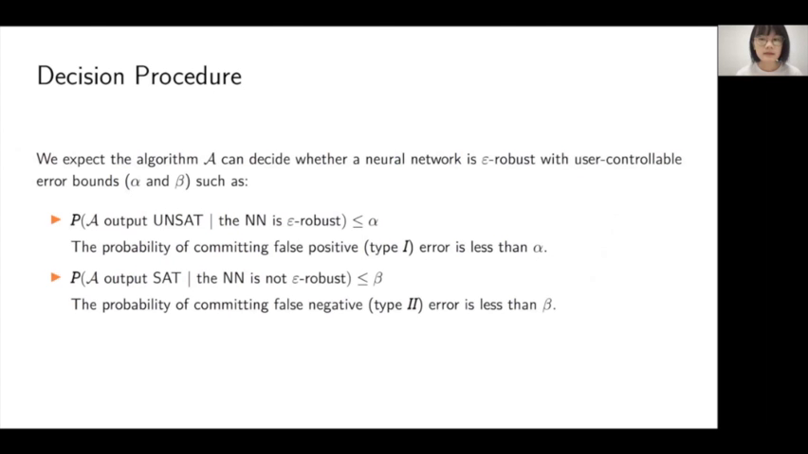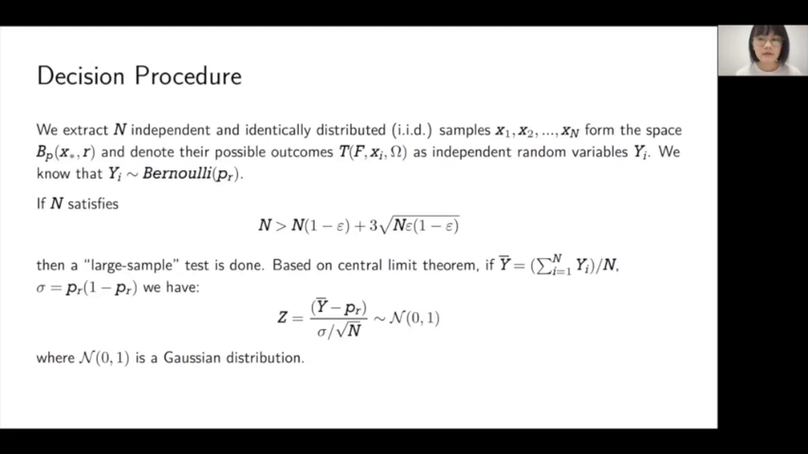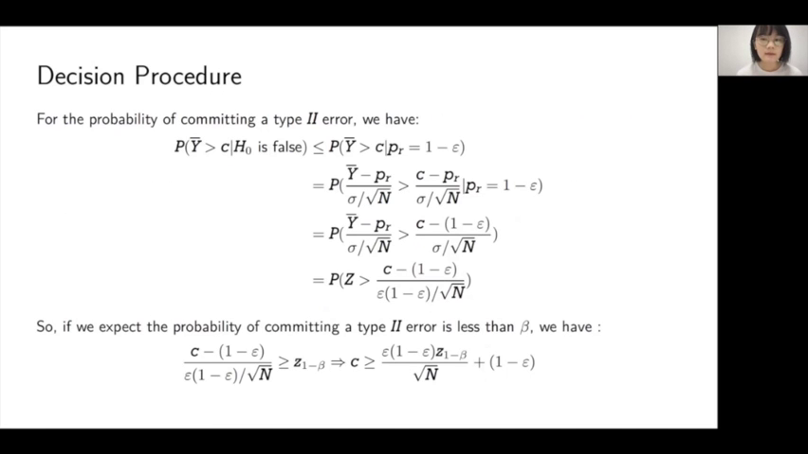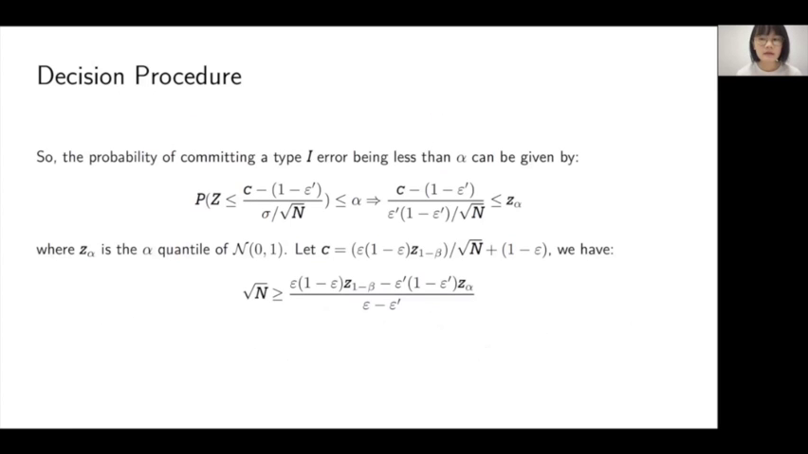As PP-completeness indicates that we cannot give a polynomial exact algorithm, we relax the completeness and soundness of the decision algorithm and hope that the error rate of our algorithm is strictly controlled less than alpha and beta. We designed a statistical inference method to answer the epsilon robustness decision problem based on the law of large numbers. Based on some mathematical derivations, the sample size n in our statistical inference method should satisfy the last inequality.